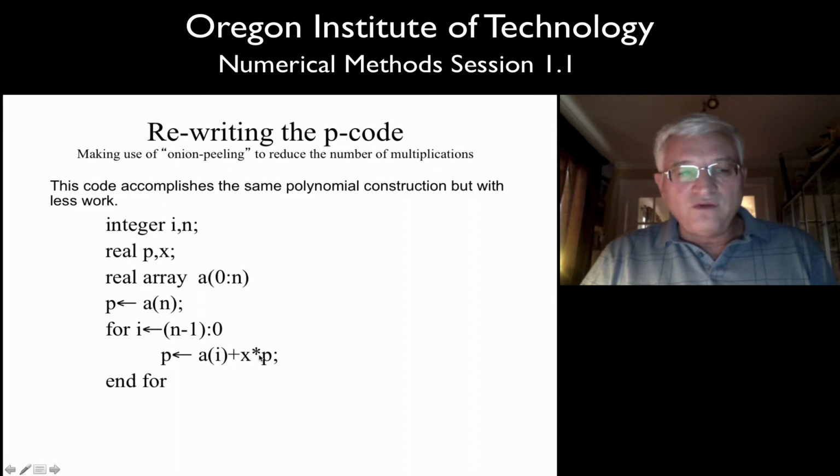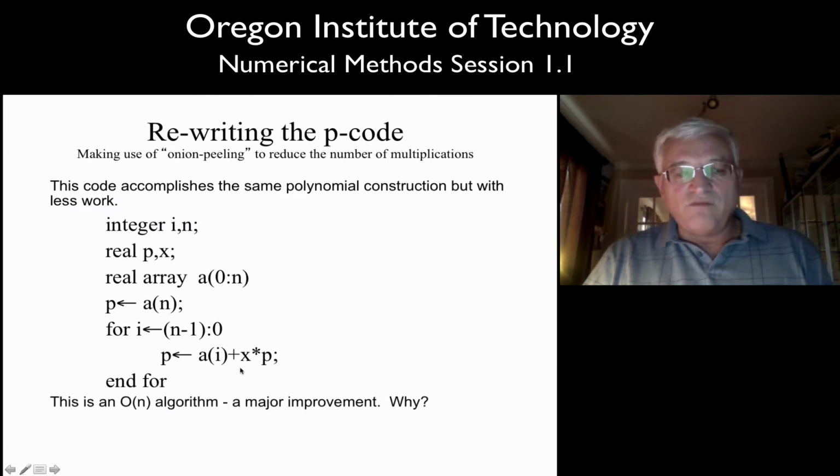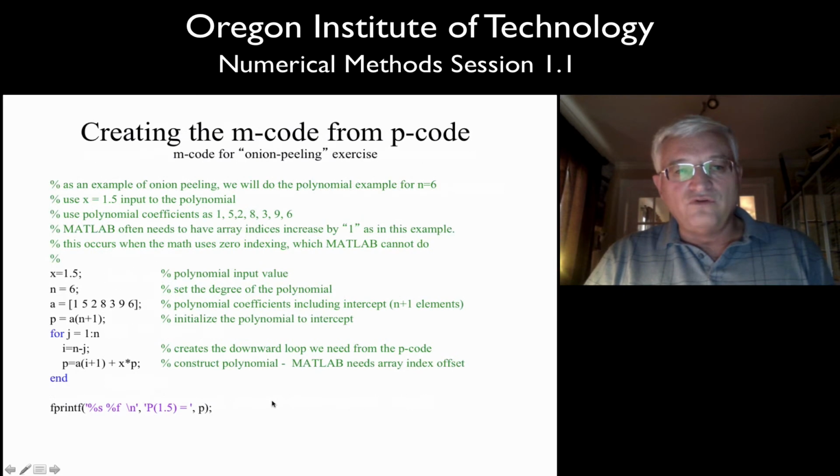Notice I only have one multiplication and one addition. And so my algorithm becomes order of n. I've got 2 computations, and I do it n times, so there's 2n computations going here, and that is a linear function. So we have greatly improved my code. Well, here's the code that would go with it. This is the actual MATLAB code that would work.